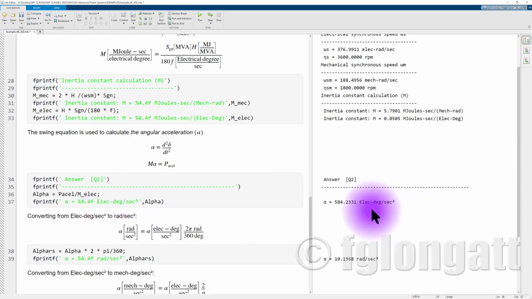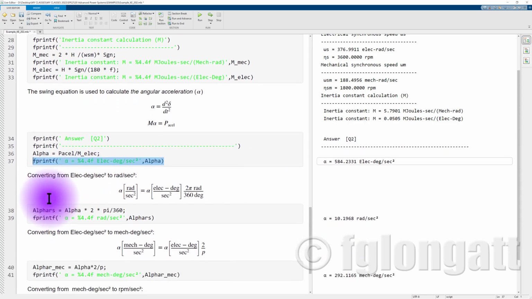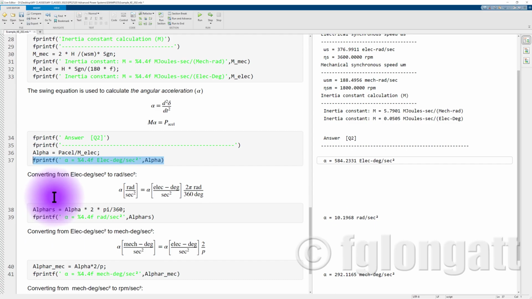If we want the results in electrical degrees, of course, we need to use M, the inertia constant, based on megajoule seconds per electrical degree. And that is what I am doing here. What I am doing here is calculating the rotational acceleration alpha in units of electrical degree per square second, and the numerical value is 584.23.